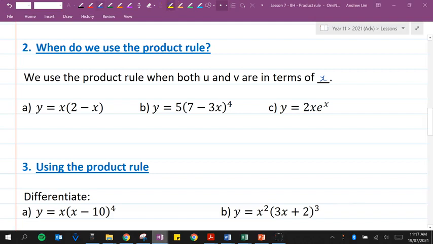Okay, so let's have a look at your answers. So question A, if this is u and this is v, they both have an x, so yes, we use the chain rule. Oh, sorry, we use the product rule. Product rule. In question B, if this is u and this is v, only v has an x, so we use the chain rule here.